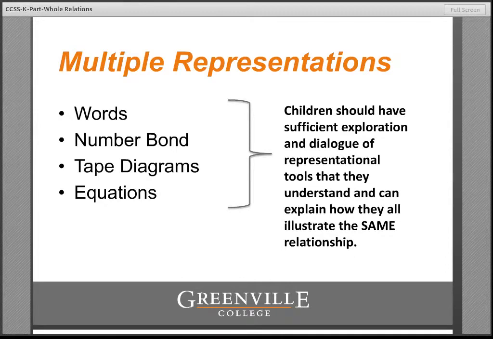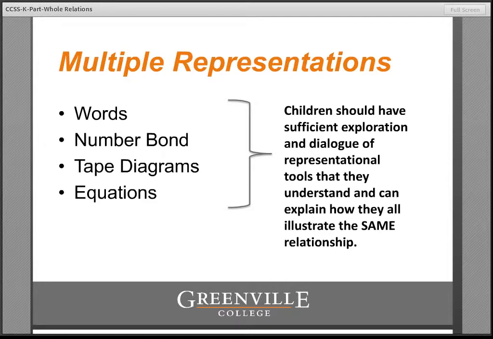Number bonds are very useful. They were actually designed, the number bond graphic that is. A number bond is merely a number relationship, but the number bond graphic that we tend to use was designed to illustrate the relationship between 2 parts in a whole. Tape diagrams, I'm going to show those to you in a minute, are another way of showing that relationship.